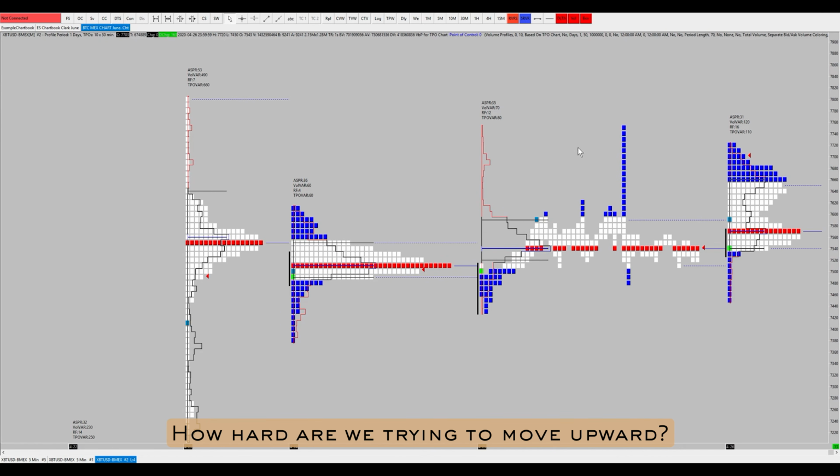How hard are we trying to move upward? A very positive value, and we're going to get into specifically how this value is derived, is going to show us that the market was pretty one-sided in its attempt upward. A negative value is going to show us the opposite. So this RF, this rotation factor, is going to basically show us with a very simple metric in what direction the market was trying to move.